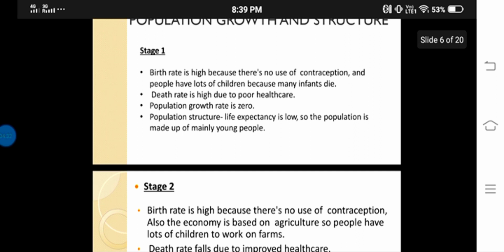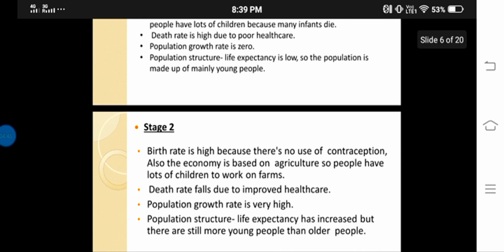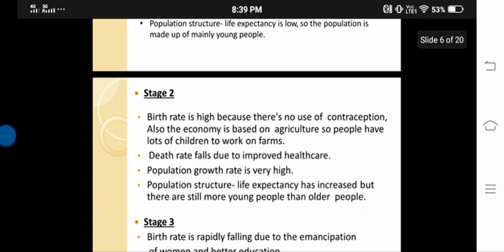Death rate is high because healthcare is very poor. Healthcare is not prevalent in rural areas. Population growth is zero because obviously when birth rate and death rate both are high, population will be stagnant. Population structure: life expectancy is low. Population is made up of mainly young people. Stage 2.